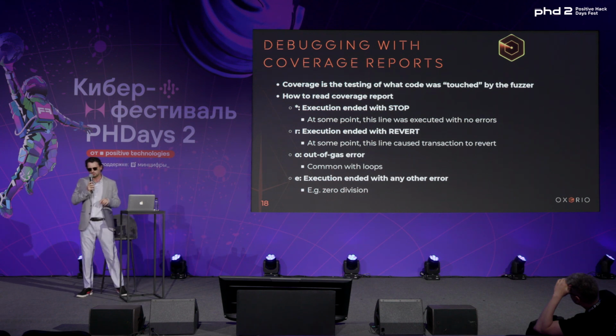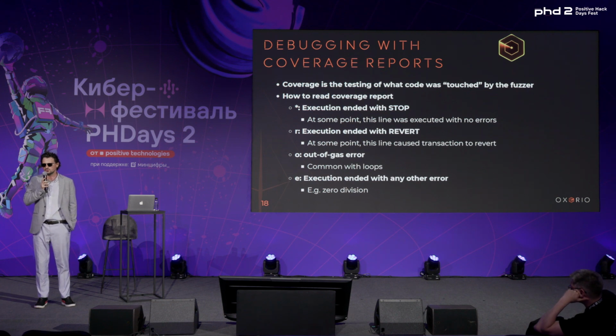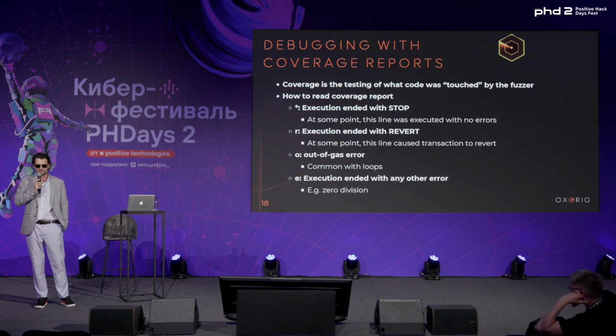Debugging is required, because if we just simply put some invariant and if we don't find any error, it does not guarantee that there are no mistakes there. Probably we just miswrote the test. In order to identify such problems, Echidna has coverage reports. Coverage reports help us find all of the code that was touched by the fuzzer, and it marks them.